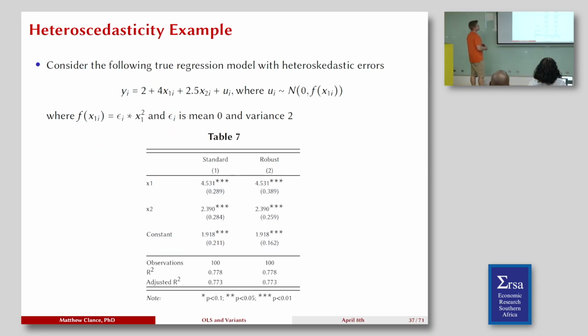Just to give you an idea of what I mean by this, I'm going to create a simulated regression. I know that the constant is supposed to be 2, the estimate on x1 is supposed to be 4, and the estimate on x2 is supposed to be 2.5. In this case, I've made a specific error term where I know what the relationship is. The relationship is x1 squared. So I've made sure that there's a connection between the two.